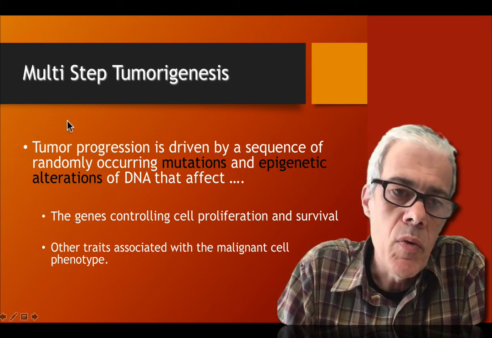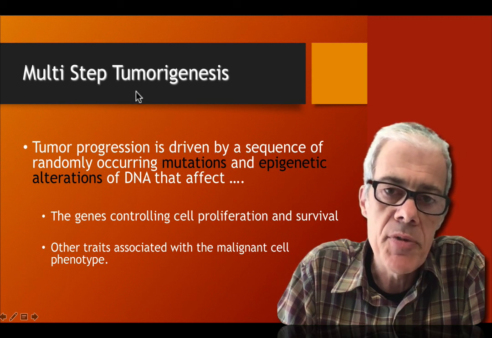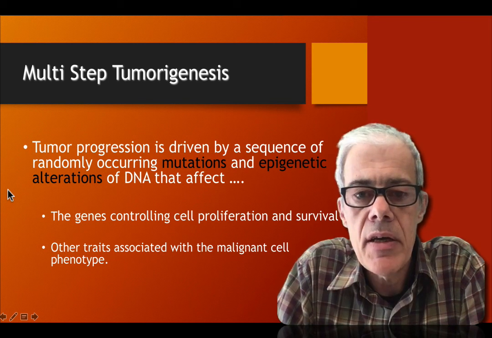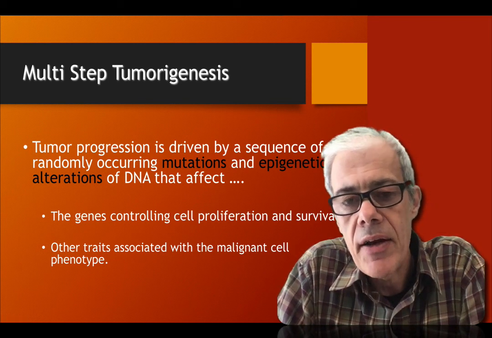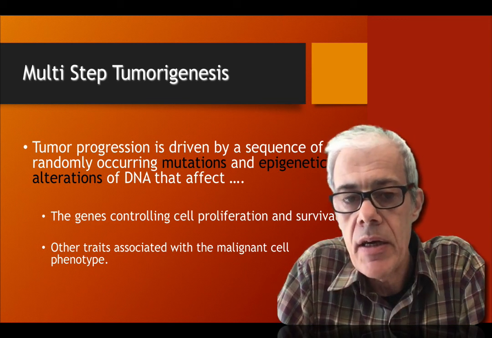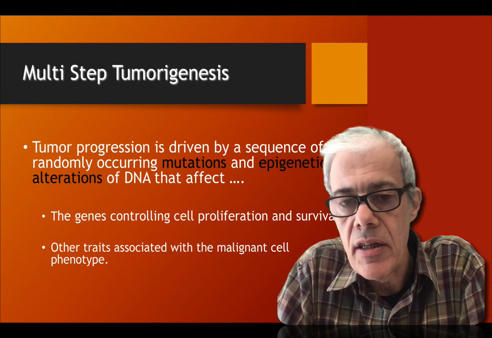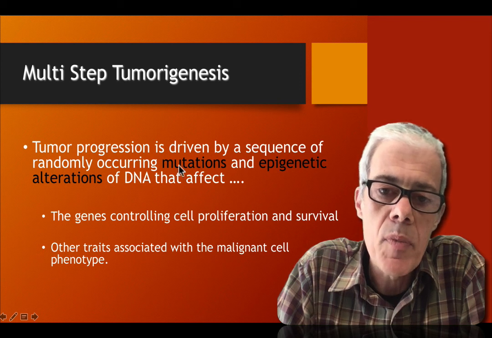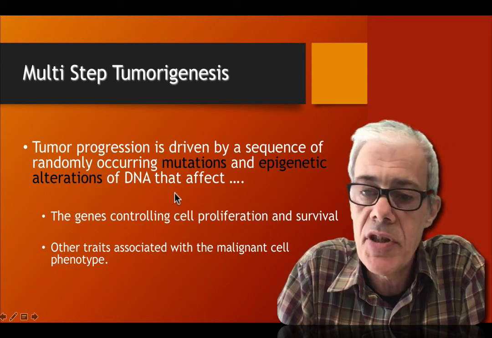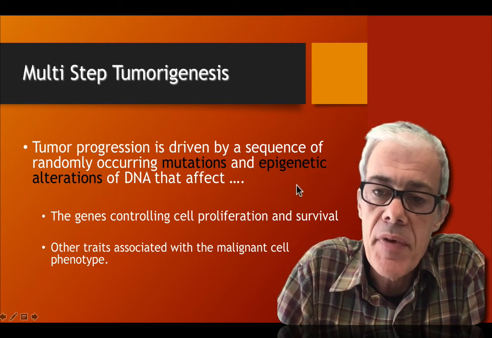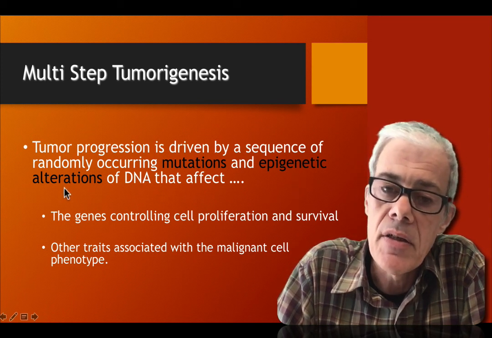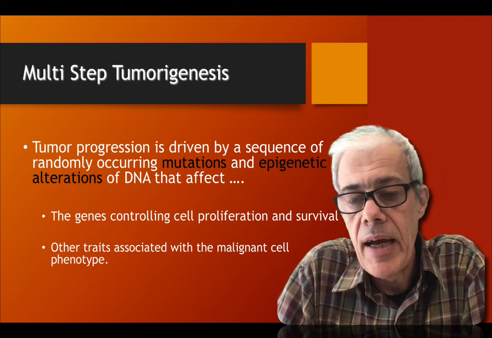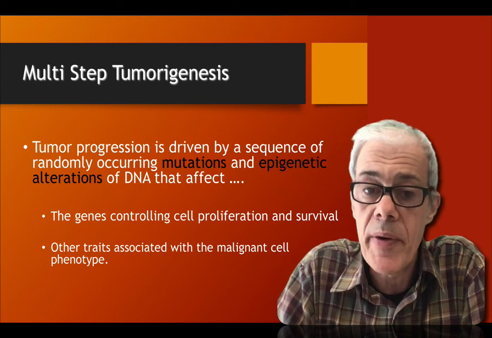Now, over this period of time, we have this multi-step tumorigenesis occurring. What's driving this process? Effectively, we're looking at mutations at the level of the genomic DNA, changes or alterations in the DNA content of cells. These can be mutations, a change in the base composition of DNA. Additionally, we can have epigenetic alterations that affect gene expression, such as methylation of DNA and other processes that we'll talk about in later lectures.